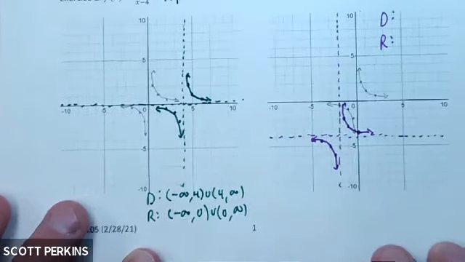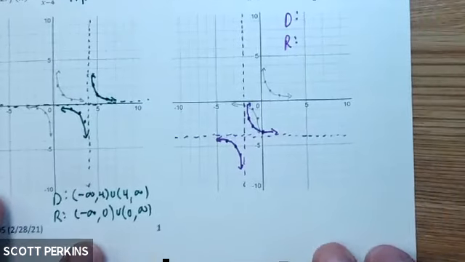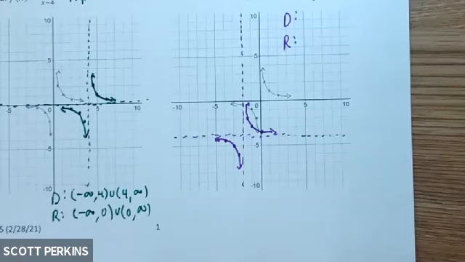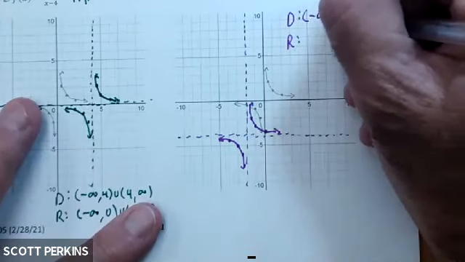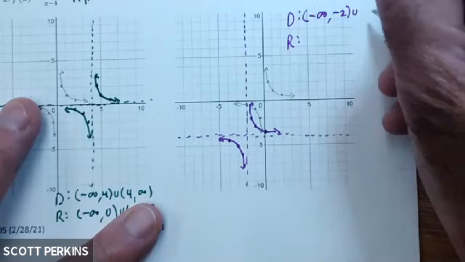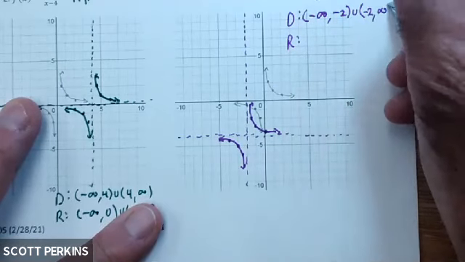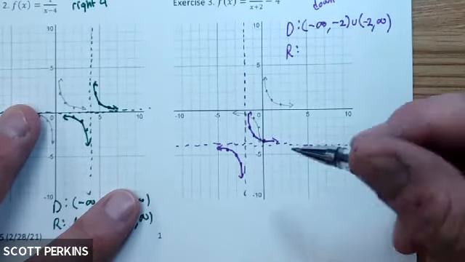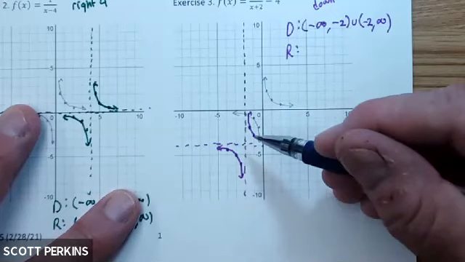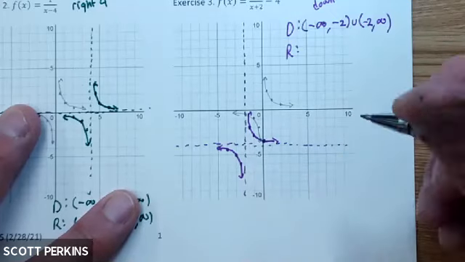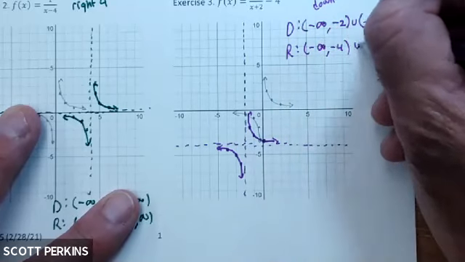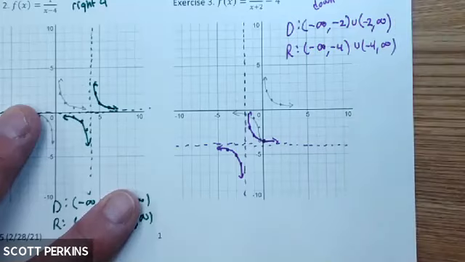And then our most recent problem, exercise 3, we've done both things to this one. So the domain, I've moved it left and right. You can see the vertical asymptote has moved left 2. So that means my domain is negative infinity to negative 2, and then negative 2 to infinity. And then the same thing for my range. How far down have I moved this? Well, down 4. So that means my range is negative infinity to negative 4, union negative 4 to infinity.